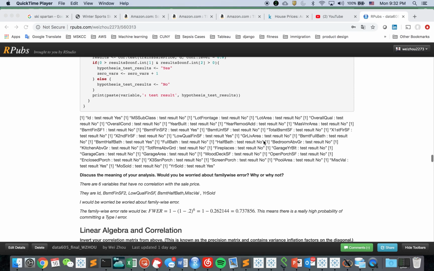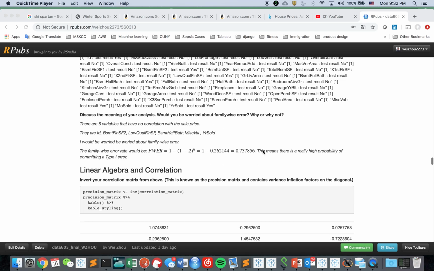And based on the analysis, I would be worried about the family-wise error because by calculating it, we got the family-wise error rate is 0.737856. This means there's a really high probability of committing a type 1 error.